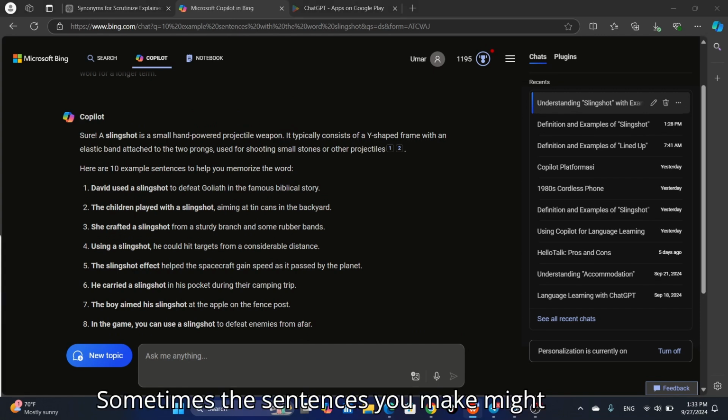Sometimes the sentences you make might sound silly, not always correct and proficient, but it's totally okay. It happens, we are in the language learning process, so you don't have to worry about anything when making sentences, but try to be as correct as possible with grammar and vocabulary being used.